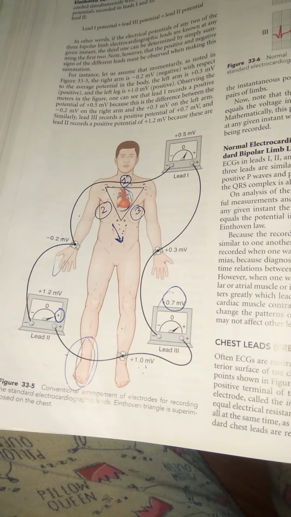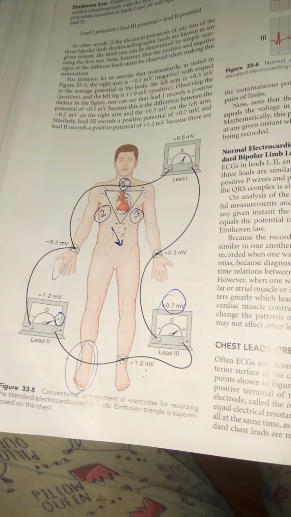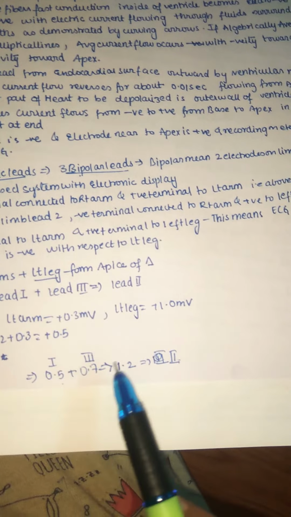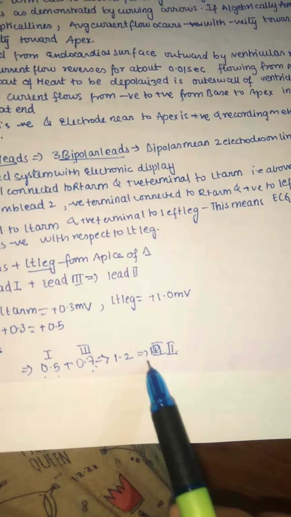After getting the potentials, you just need to apply Einthoven's law, that is lead 1 plus lead 3 is equal to lead 2. Then we get 0.5 is lead 1, 0.7 is lead 3, so 0.5 plus 0.7 is equal to 1.2. This is lead 2. So this is how we use Einthoven's law.